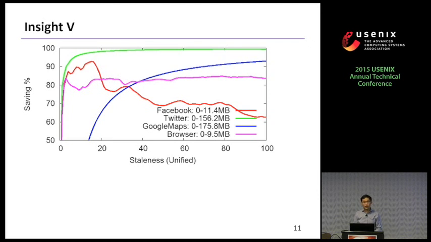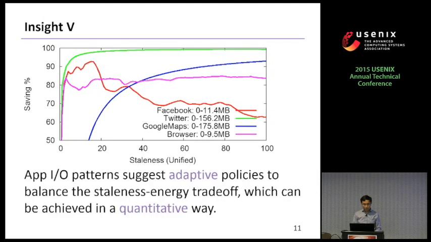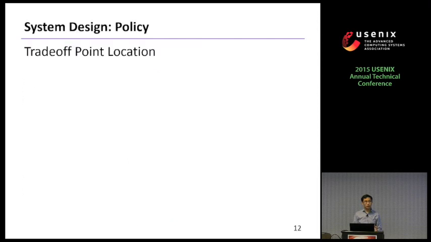So we can see that different apps have different curves. Just now we already linked the data size with energy consumption. So this figure reflects the trade-off between staleness and energy efficiency. Okay. Next, we'll see how we can find the trade-off point.